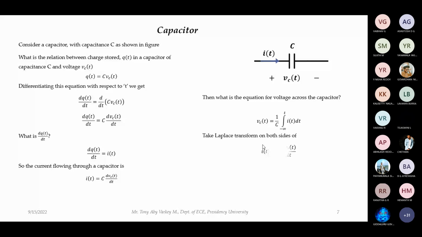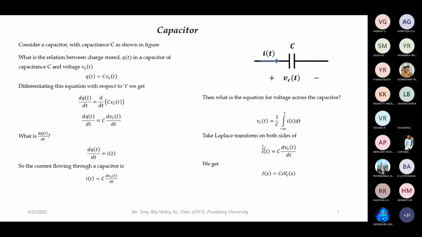Okay, so I of s will become Cs into Vc of s. Is it clear? Suppose it was d square Vc of t by dt square, then what will it be? C s square Vc of s. See, s square will come. Okay, so from here, now you tell me what is the impedance of the capacitor?